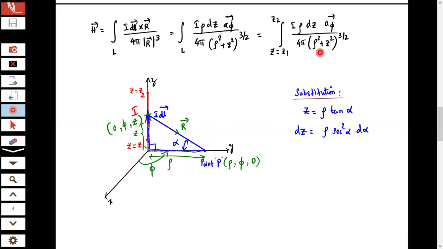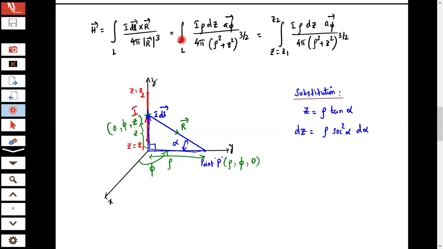Now, instead of the z variable, we have to replace in terms of the alpha variable. Instead of dz, we should write the substitution by differentiating this expression. If you differentiate this expression, we will get dz on the left-hand side. On the right-hand side, rho is constant. The only thing is when z varies, alpha varies. So the point P coordinates are fixed, so the rho value is going to be constant. Differentiation of tan alpha will be sec square alpha d alpha. So wherever we have dz, we have to replace it with rho sec square alpha d alpha.